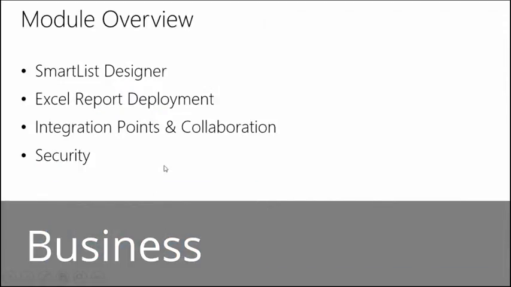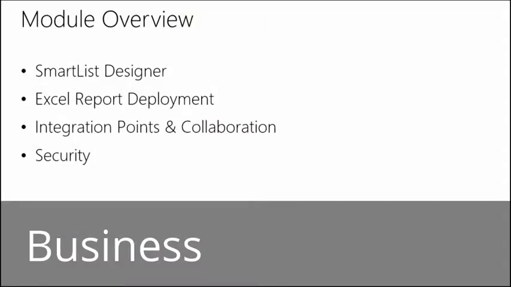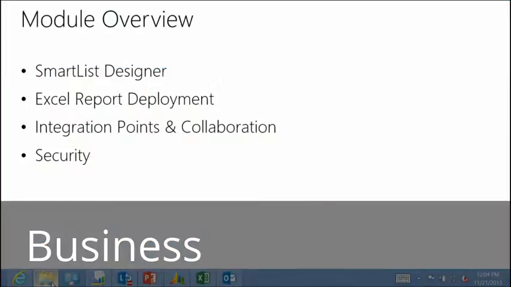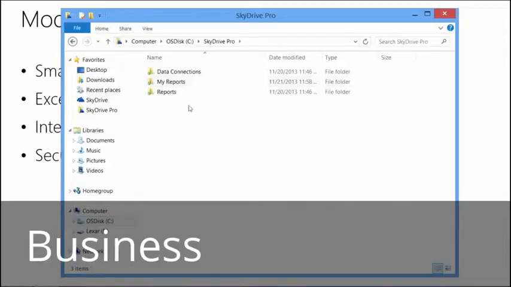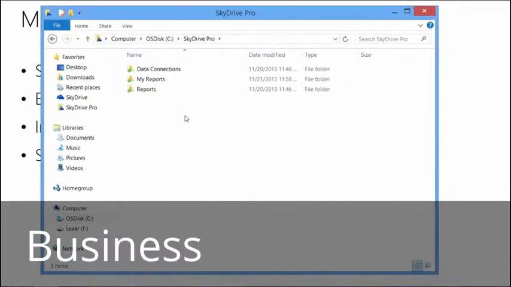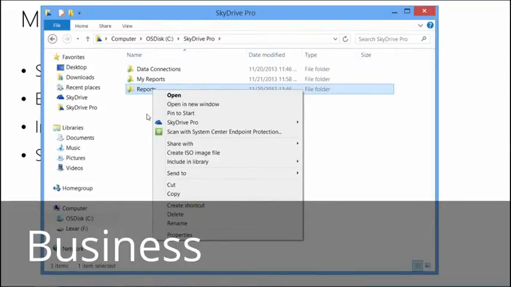The last part we'll talk about will be security. From a security standpoint, it's using Windows Authenticated Security. So you do have to grant security to the information in the SQL database as well as the report itself. For example, if I come back into my local drive and look at my SkyDrive Pro, you can see these are my reports that I've defined. When I come into here, I have to grant security to this location.